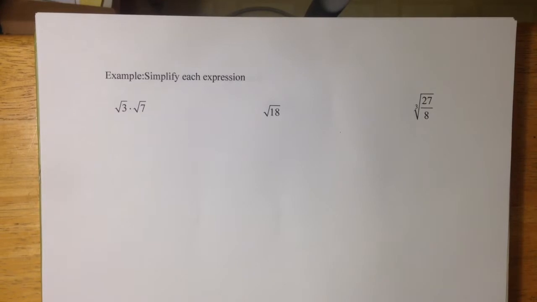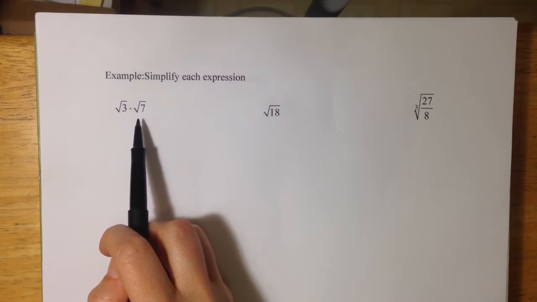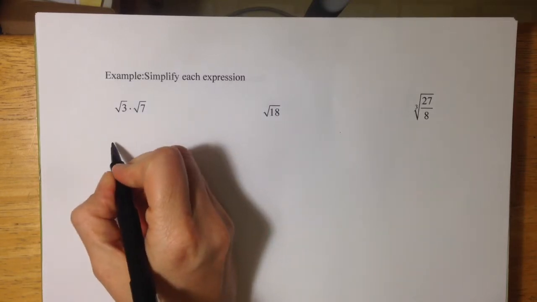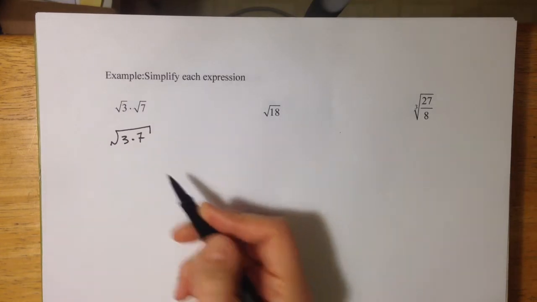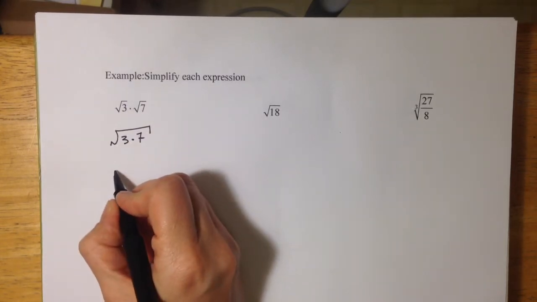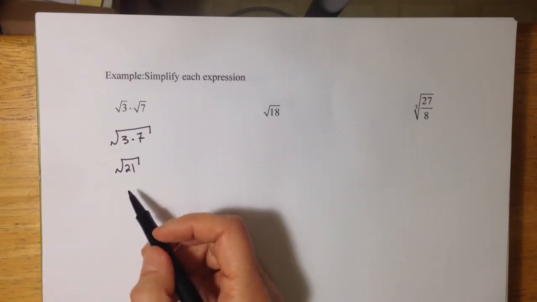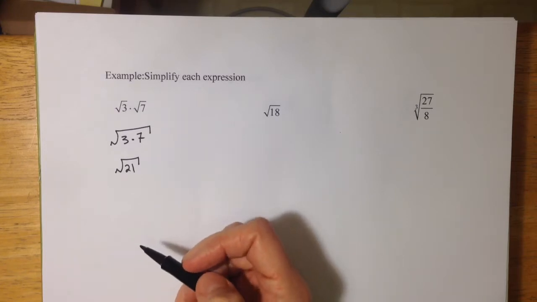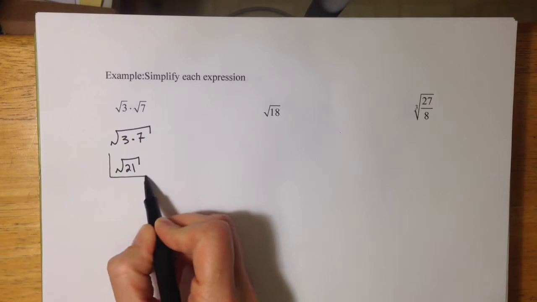All right, it's time for some examples. I'm going to simplify each of these three expressions using those rules of radicals. This first one is the square root of 3 multiplied by the square root of 7. Because they're both square roots, I can rewrite this as the square root of 3 times 7. Now I do know what 3 times 7 is, that's 21, so this becomes just the square root of 21. Notice that if we factor 21, there's no perfect squares, so this can't be simplified any further.